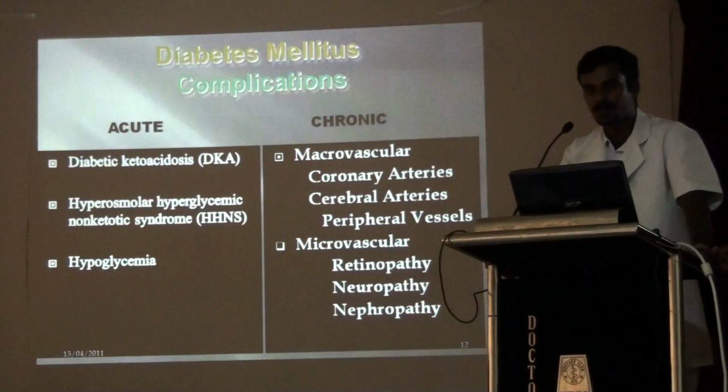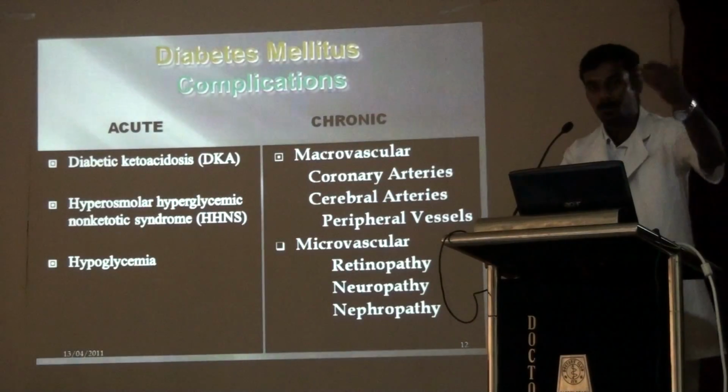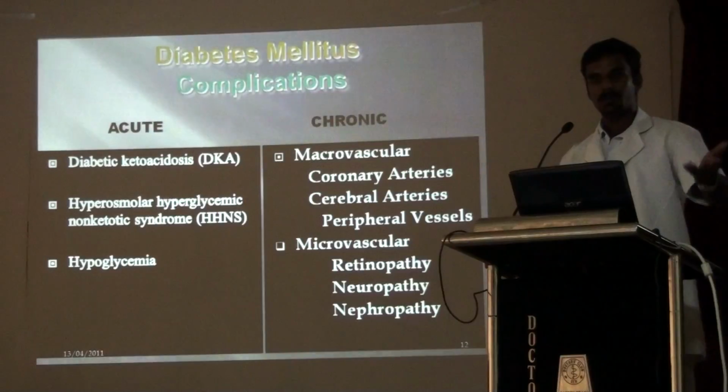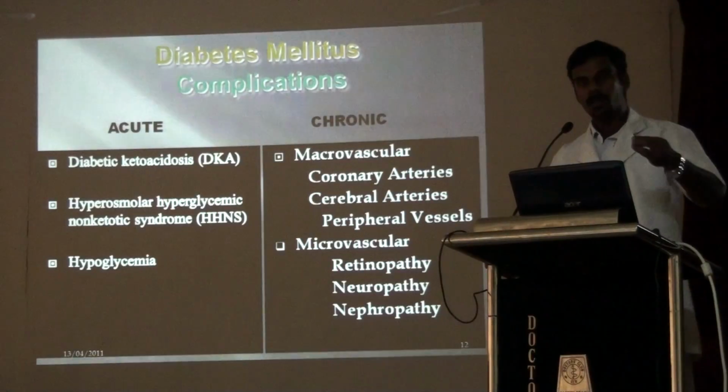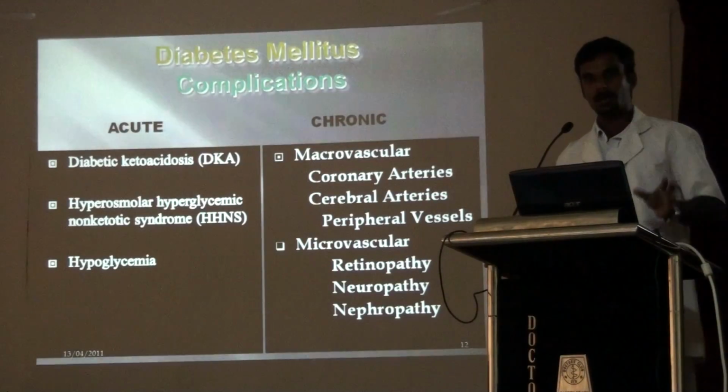From the name itself, you can tell it. The patient is asymptomatic. Hyperosmolar means hyperglycemia. Due to hyperglycemia, there is an increased amount of glucose. I will tell you an example.